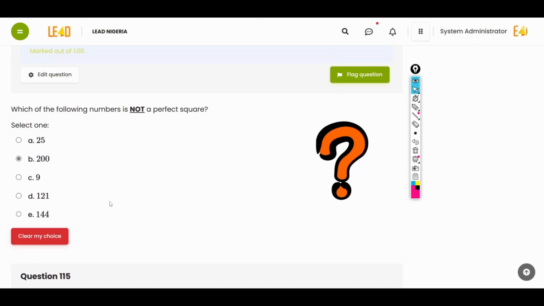So like this is 5 squared, this is 3 squared. Sorry, 1, 2, 1 is 11 squared, and 144 of course is 12 squared. So this is the only one that doesn't have a perfect square root, and it's not a perfect square. Okay, moving on.